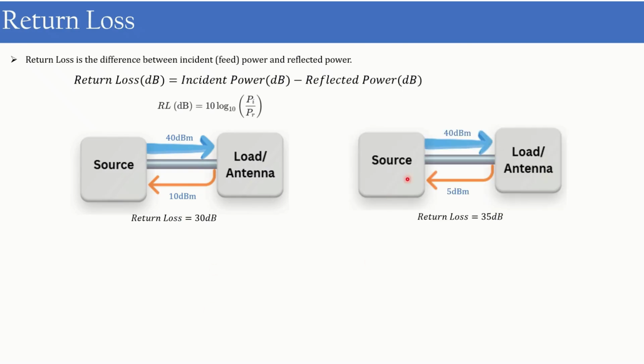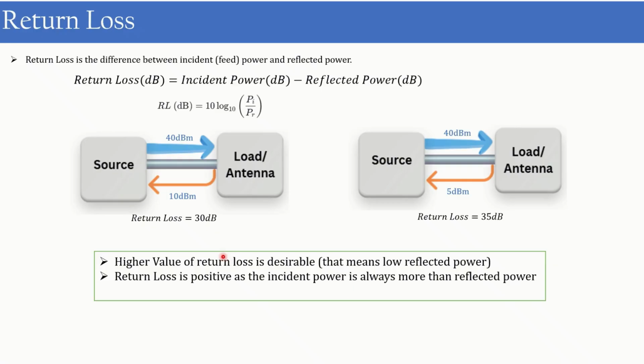So let's assume another case where the reflected power is getting reduced. That means that the antenna is more matched to this feed cable. Here the input power is 40 dBm and the reflected power is 5 dBm. So in that case return loss will be 35 dB. That means that when the reflected power is getting reduced, return loss is getting increased. That means a high value of the return loss is always preferred.